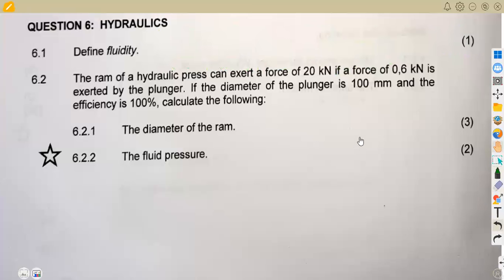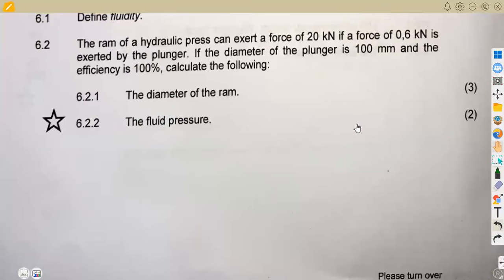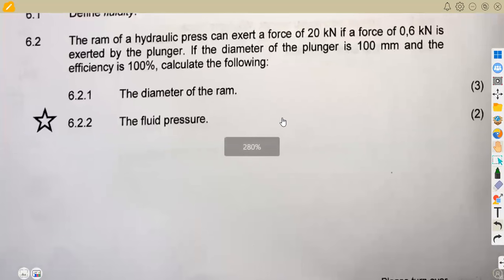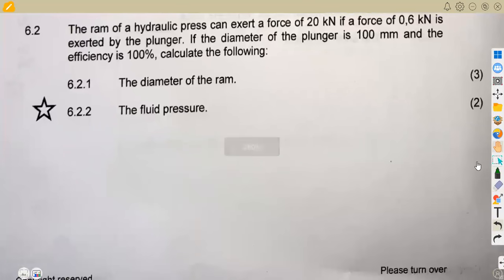All right. Question 6.2, we are now given the ram of a hydraulic press, which can exert a force of. So remember the concept of a hydraulic press, and they're given the efficiency at 100%, meaning to say there is no effect. If it is at 100%, then anywhere efficiency is used in your calculation, it's as good as just using a 1. So don't consider it if it is at 100%.